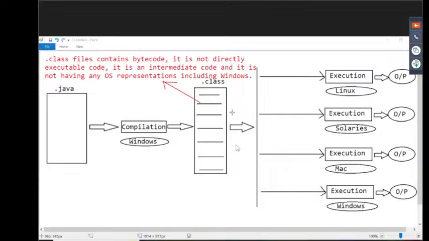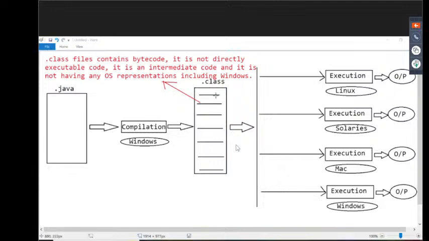Next one is after this. Understand this point here. So this is a neutral bytecode. It doesn't have any operating system representations. But I need to execute this neutral code on the Linux operating system, or not? I need to execute this neutral code on the Solaris operating system, or not? On the Mac operating system, or not? On the Windows operating system, or not? Please recognize the point I'm telling you now.